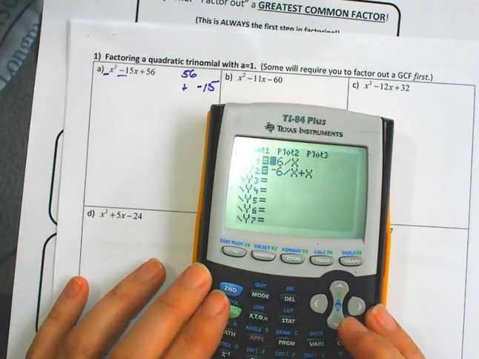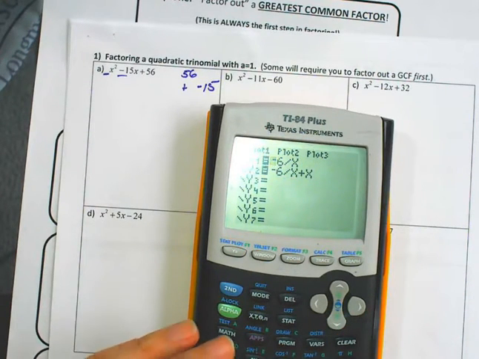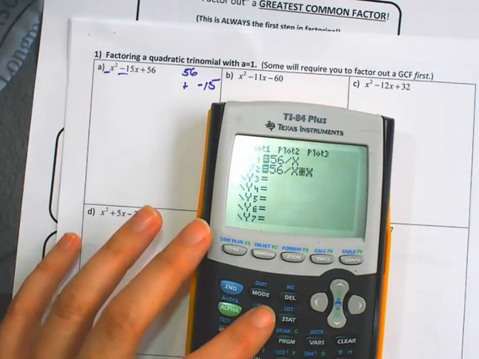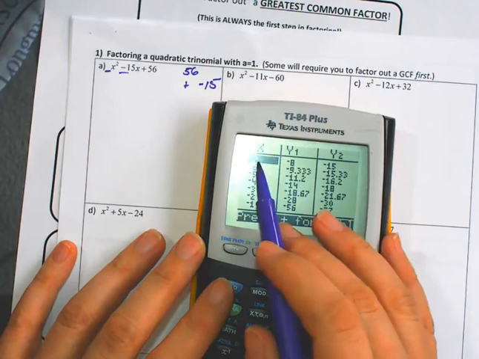So I have 56 divided by x, 56 divided by x plus x. This shows you the factors.